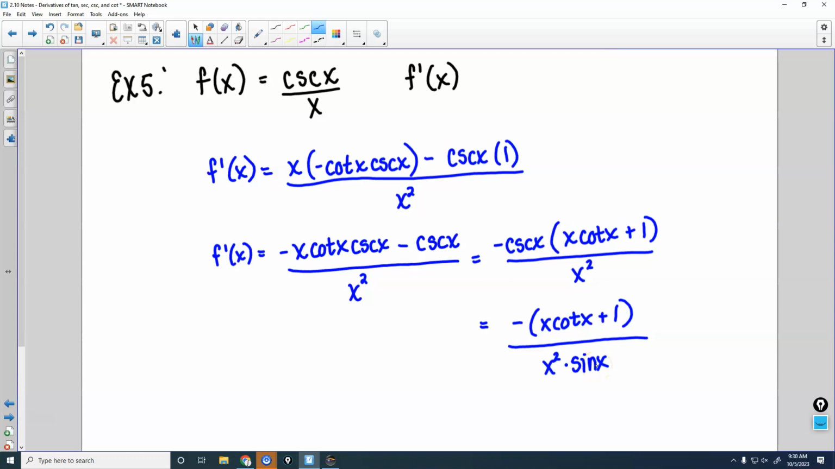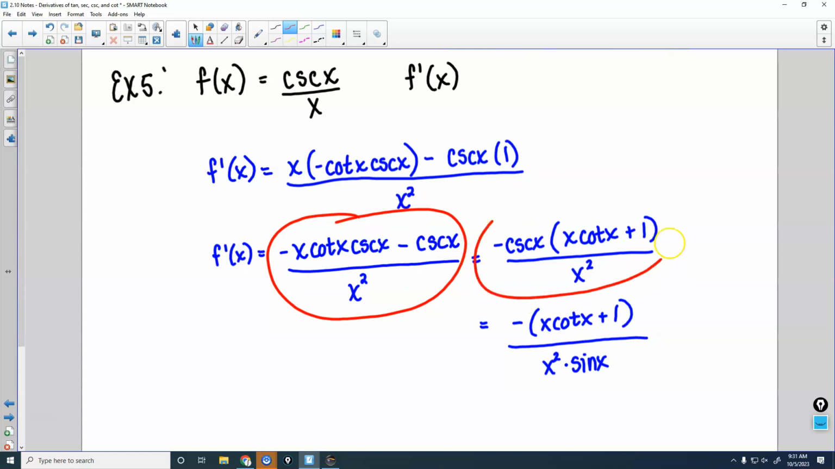We might do that because cosecant is 1 over sine, so if you move cosecant back down to the bottom, it would be sine for that. So again, there's not really a right way to leave your answer. Any of these would be fine. You know, this is okay. This would be okay. This would be okay. It just depends.